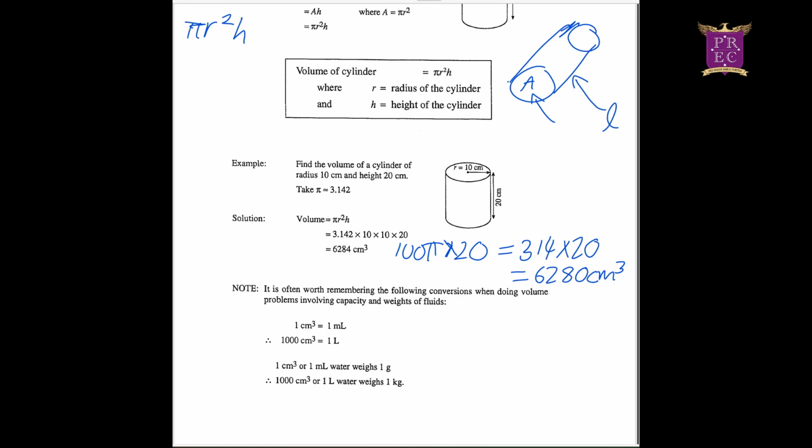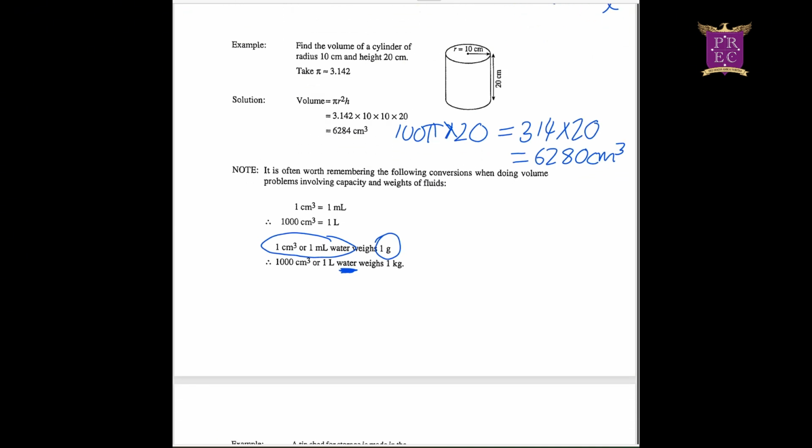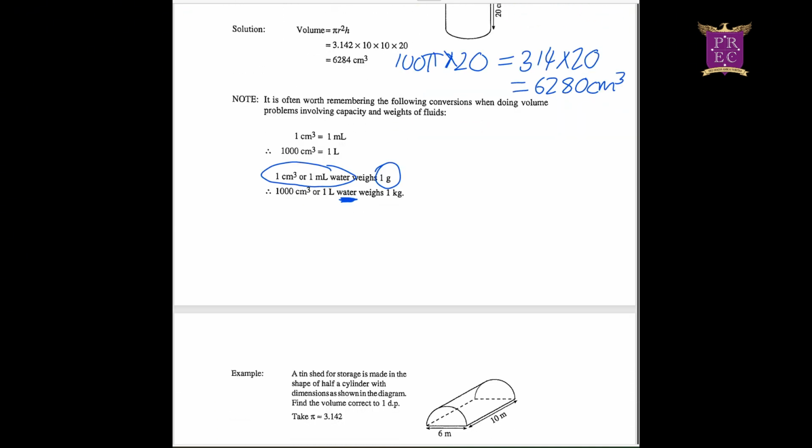Also, volume also relates to fluid capacity, like the volume of your drink bottle, the volume of a pool, etc. So 1 cubic centimeter is 1 milliliter of water and weighs exactly 1 gram. Need to remember this. And 1,000 cubic centimeters is 1 liter and weighs exactly 1 kilogram. But remember though, this is only for water. For other liquids, it's different because of densities and everything, but we don't need to go into that.